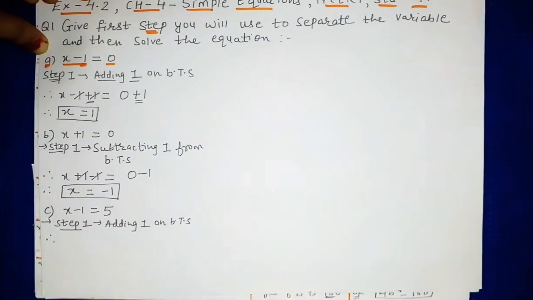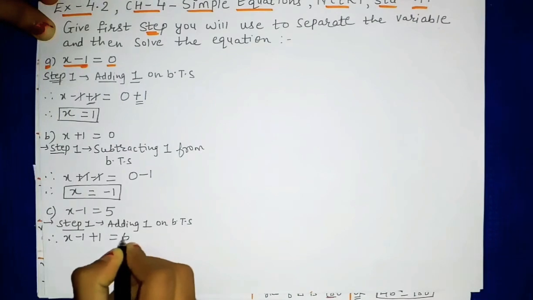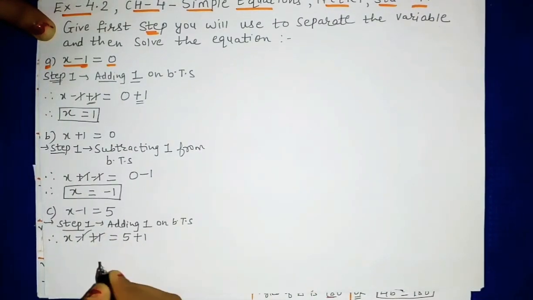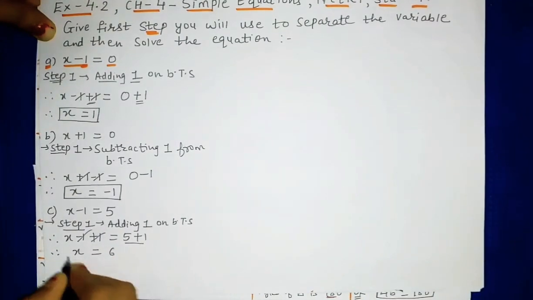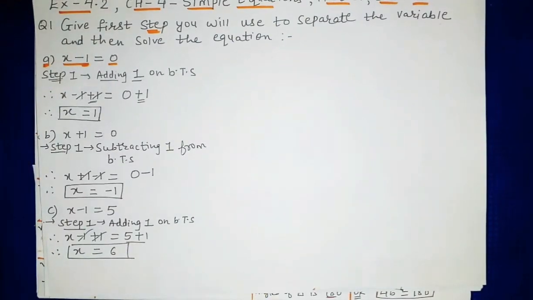So now we will write x minus 1 plus 1 and this side 5 plus 1. Both side +1 done. Now this +1 and this -1 will be cancelled. Here x left and here 5 plus 1 is 6. So we got the value of the variable. So this was third one.